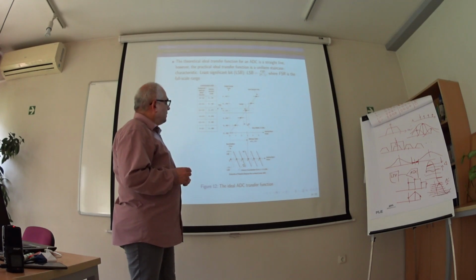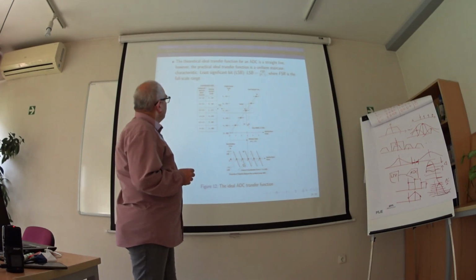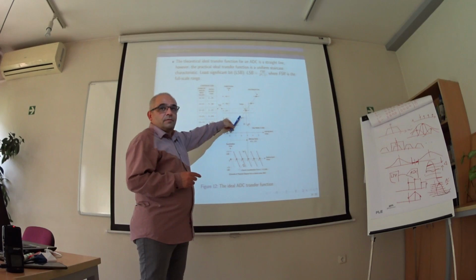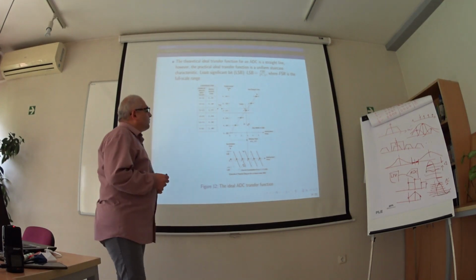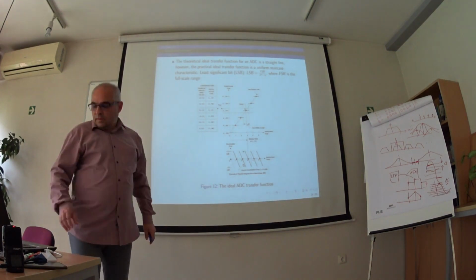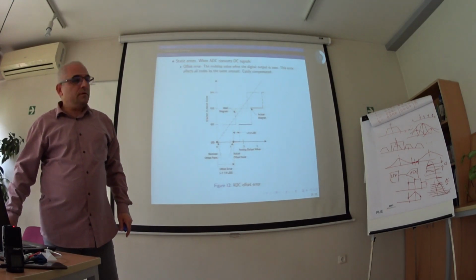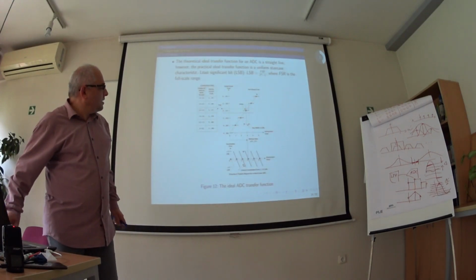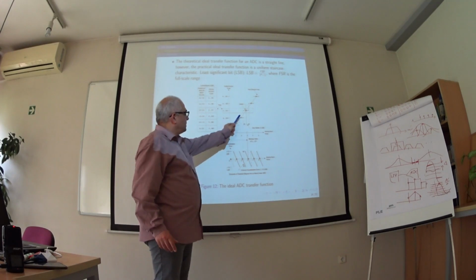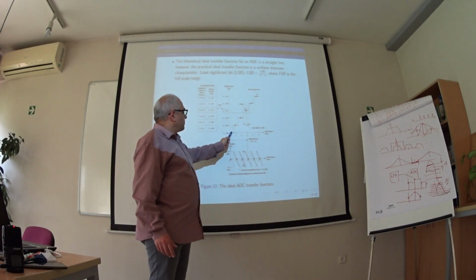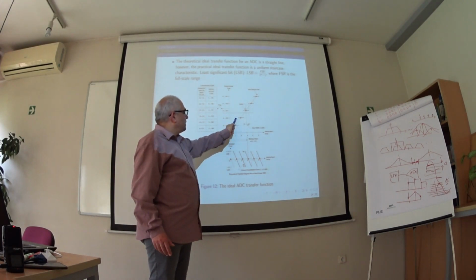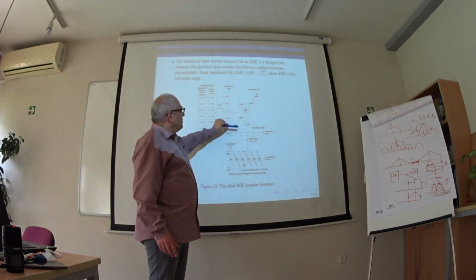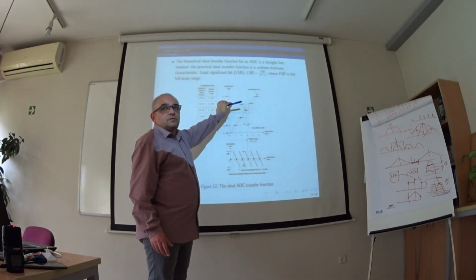The ideal function is a straight line, but in practice, it is a staircase here. The ideal is a straight line. The real is a staircase because we have limited quantization levels.